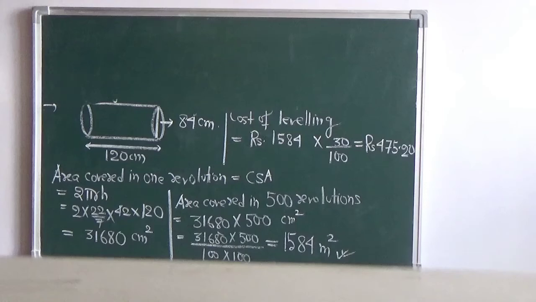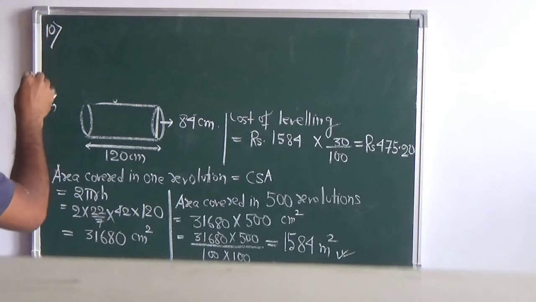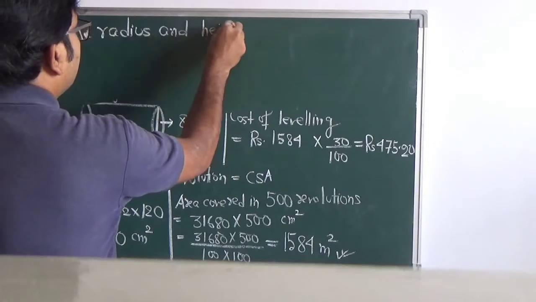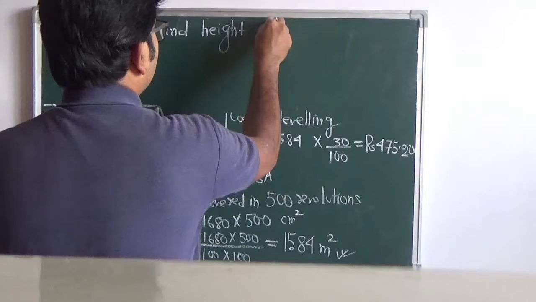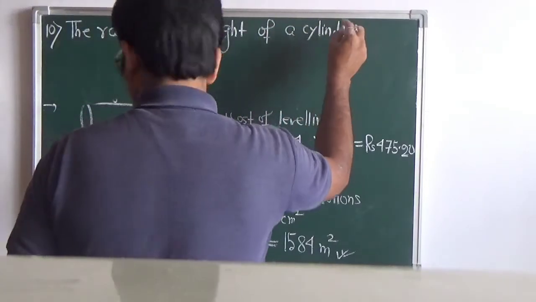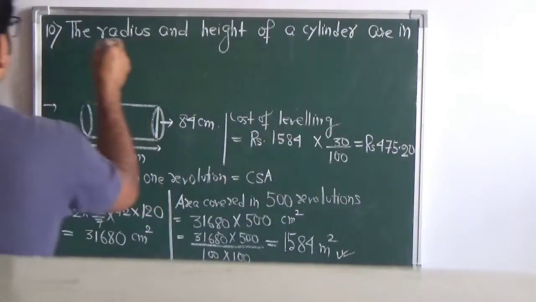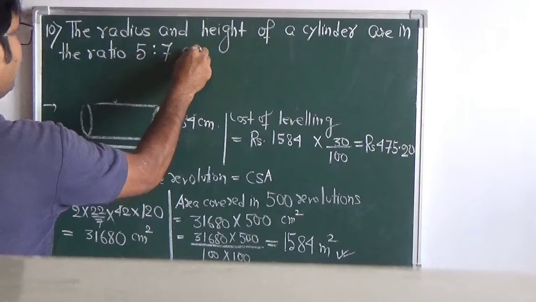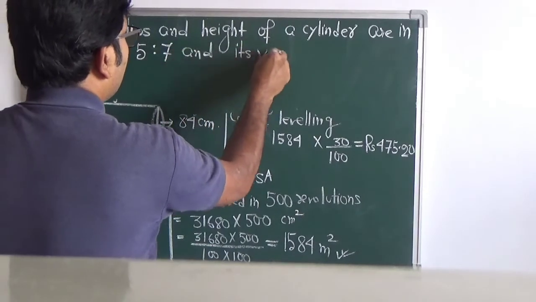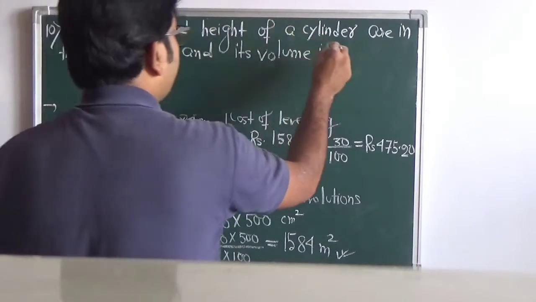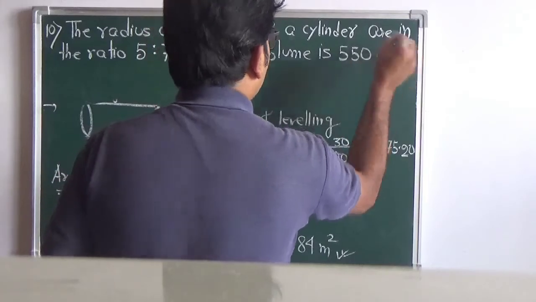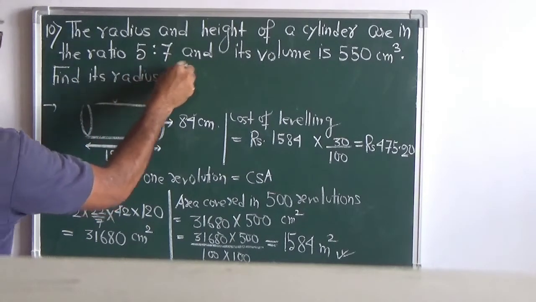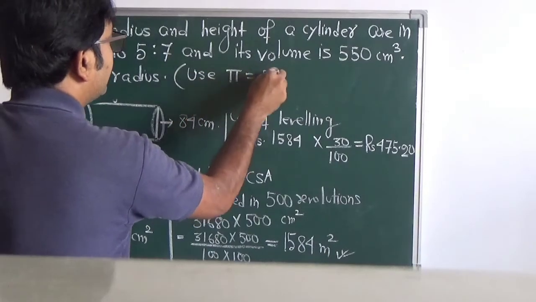That is question number 10. The radius and height of a cylinder are in the ratio 5:7, and its volume is 550 centimeter cube. Find its radius. Use pi equals 22 by 7.